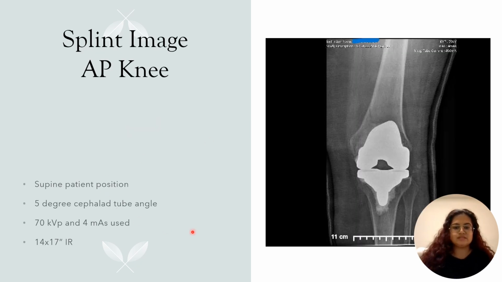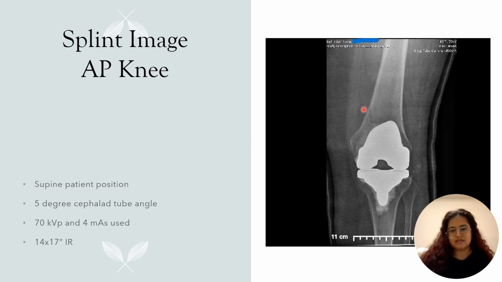So once those images came back, they gave the patient a splint, and then they ordered a 2-view knee study. So these outer ridges right here, this is the splint. We're starting with the AP image right here. Again, we kept the patient supine. It was an AP knee, so we angled 5 degrees cephalad with the tube. The technical factors used were 70 kVp and 4 mAs, 14 by 17 IR for every image taken.